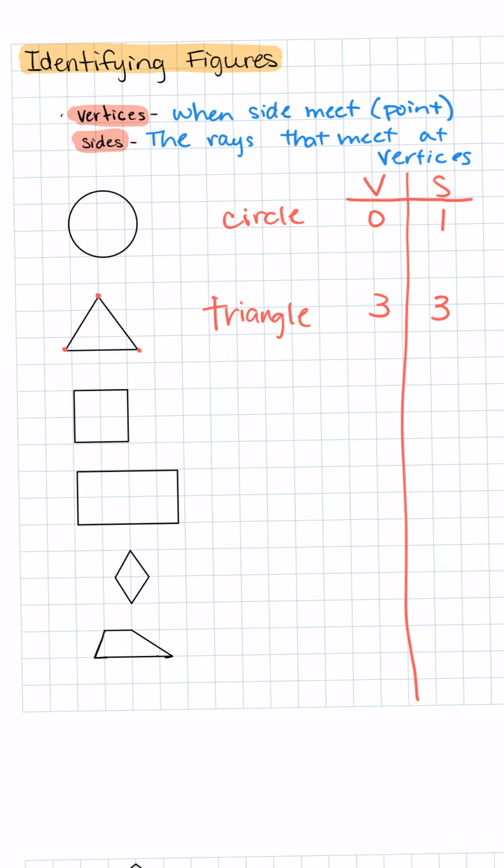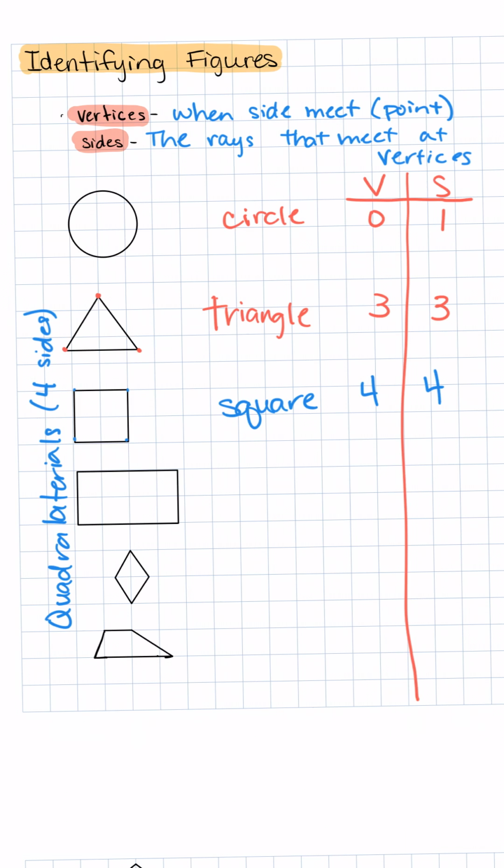Okay, the next 4 that we are looking at are all quadrilaterals. So let's write that on there too. Quadrilaterals means that it has 4 sides. Okay, so this first one is a square. It has 4 vertices, 1, 2, 3, 4, and 4 sides.